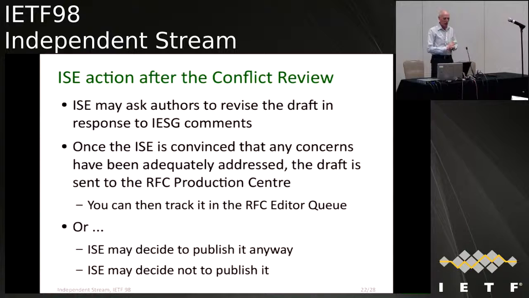So then the ISE has to do something. If the IESG had comments which would improve the draft, then I will ask the authors to make those changes, publish a new revision of the draft, which I will then pass to the production centre to be published. And once I am happy that everything is done as it should be, then I can pass it to the production centre. And when that happens, I'll send you a note to tell you that, and you can follow it through the RFC editor queue.